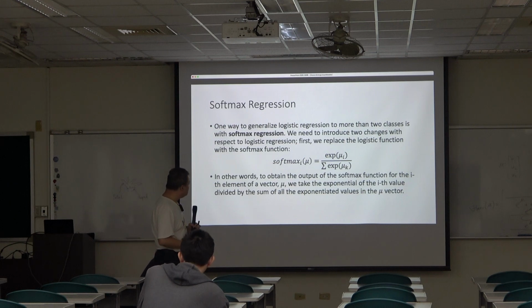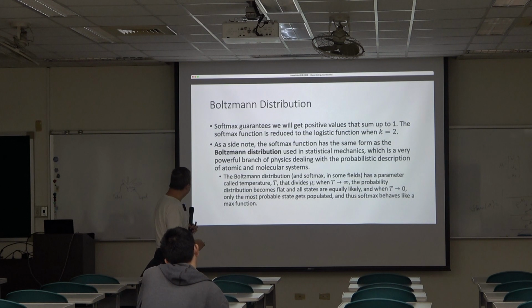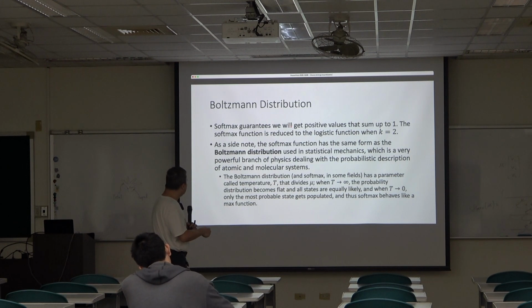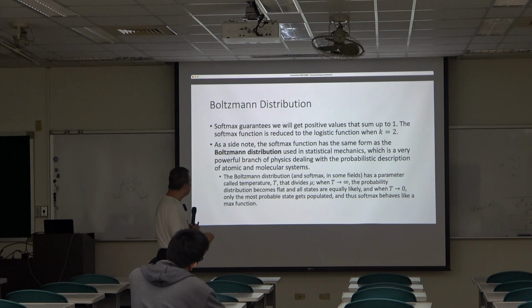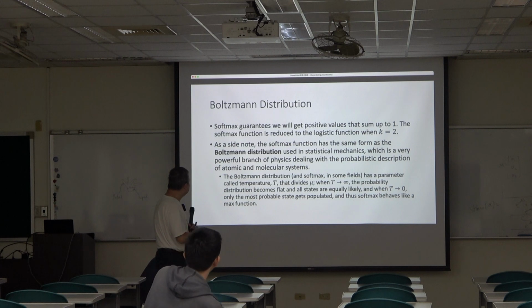So softmax guarantees that we will get positive values that sum up to 1, as I already explained. In a softmax function, it's reduced to a logistic function when k equals 2. I already explained all this.